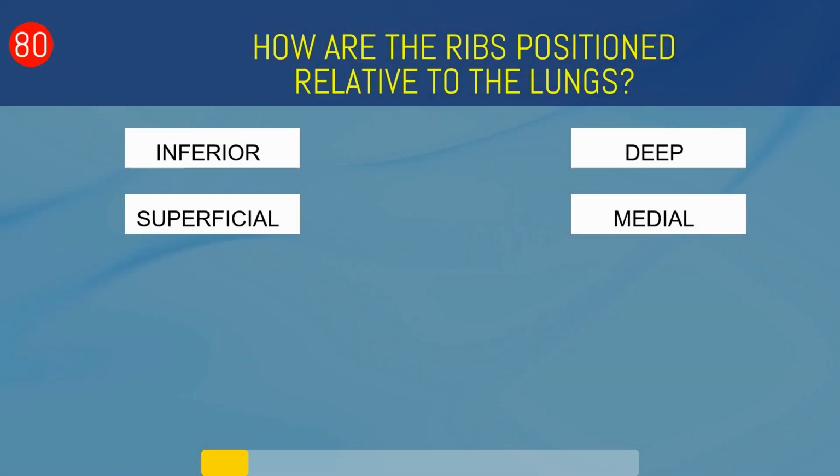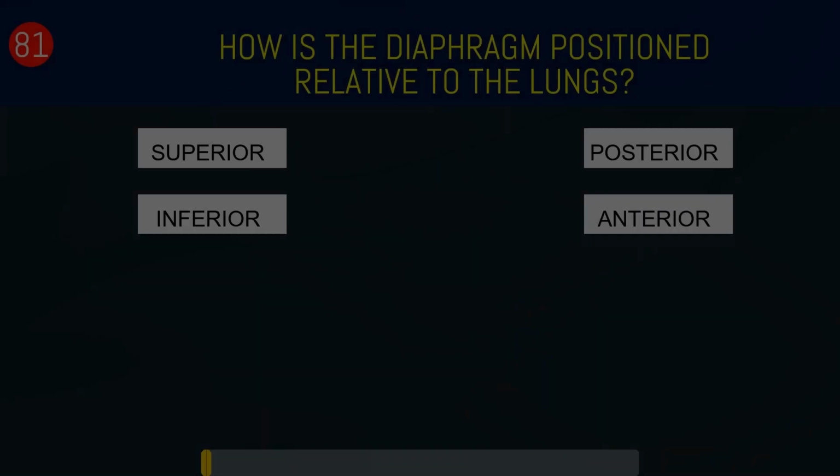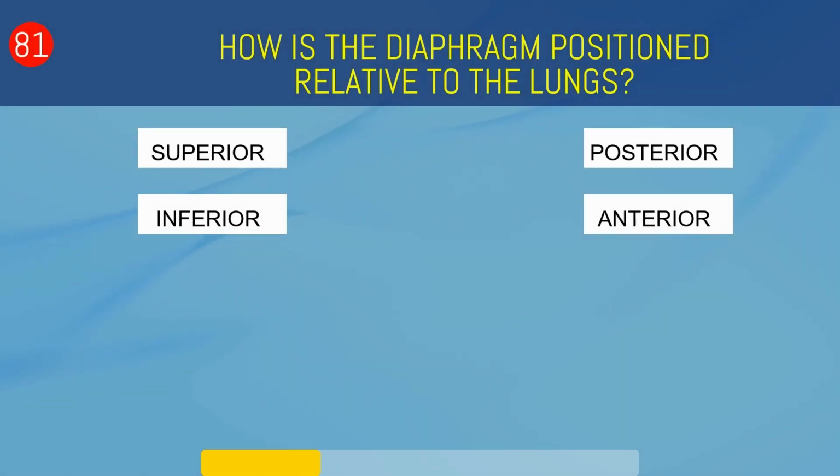Superficial. How are the ribs positioned relative to the lungs? Inferior, superficial, deep, or medial? Superficial. How is the diaphragm positioned relative to the lungs? Superior, inferior, posterior, or anterior?